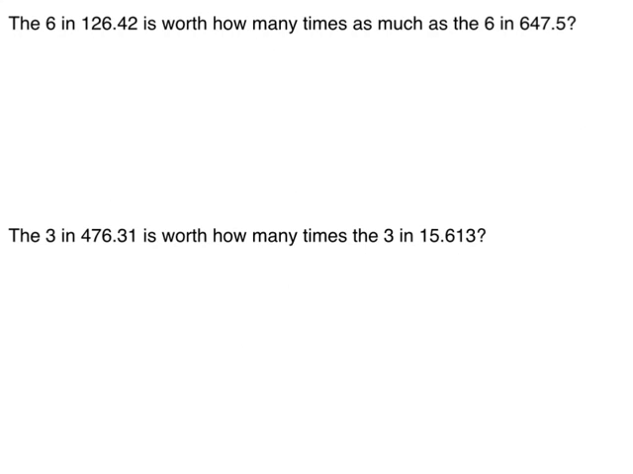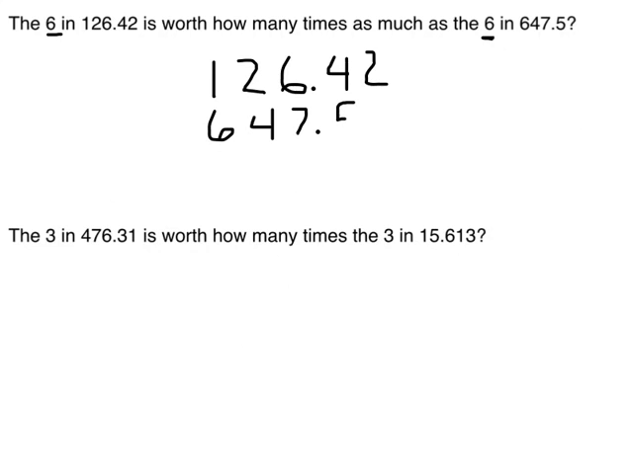Yesterday, in my class, we talked about how to write the relative value of digits based on their place value. Let's do two problems together. The 6 in 126 and 42 thousandths is worth how many times as much as the 6 in 647 and 5 tenths? The first thing I need to do is line these numbers up. 126 and 42 hundredths, 647 and 5 tenths. I can make sure I line up the decimal place.